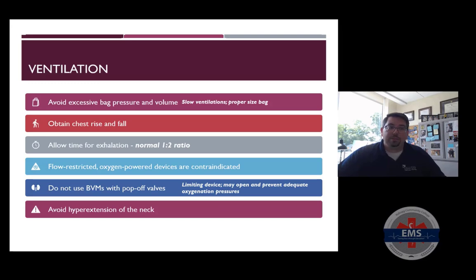Kids have high pulmonary pressures, making it more likely that a pop-off valve will go off and less oxygenation and ventilation will get into your patient, preventing adequate oxygenation. And then remember, keep their head in a neutral alignment. Avoid hyperextension of the neck.